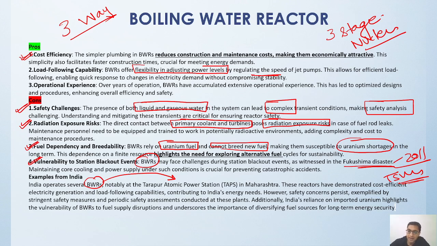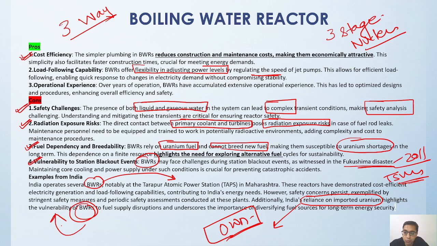Since we are relying on imported uranium, we have to focus on generating our own resources. Otherwise our boiling water reactor will be much more vulnerable to the supply of uranium, because if the fuel supply of uranium gets disrupted, we will not be able to generate long-term energy security for ourselves. That is why India has a 3-stage nuclear program.